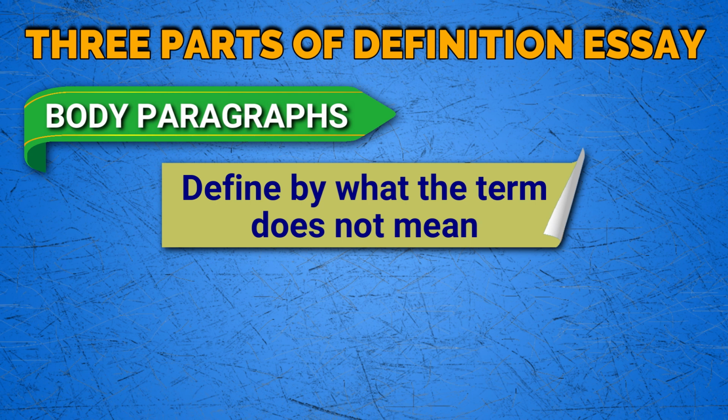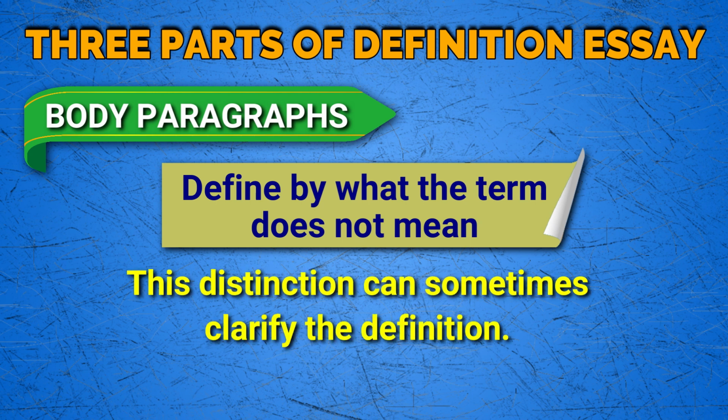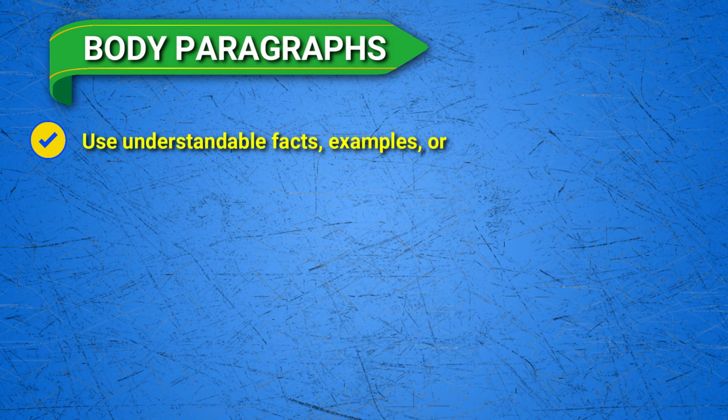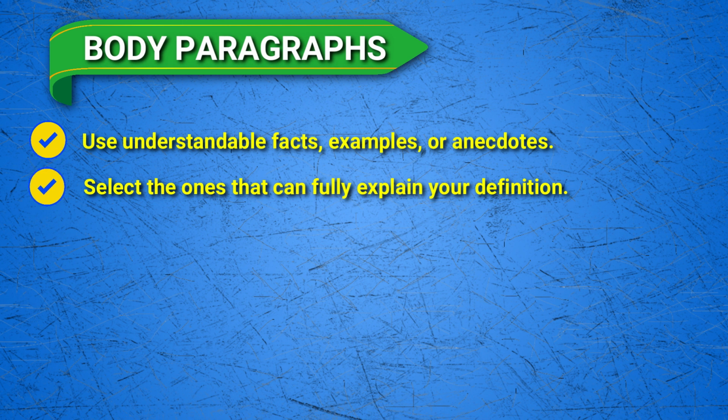Define by what the term does not mean. This distinction can sometimes clarify the definition. It helps readers to understand the term better. Use understandable facts, examples, or anecdotes. Select the ones that can fully explain your definition.